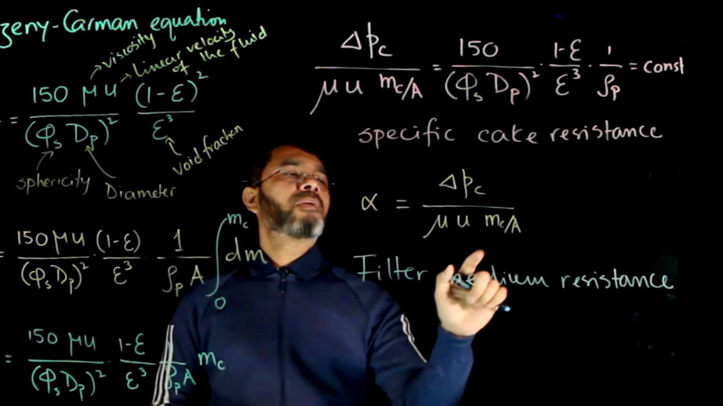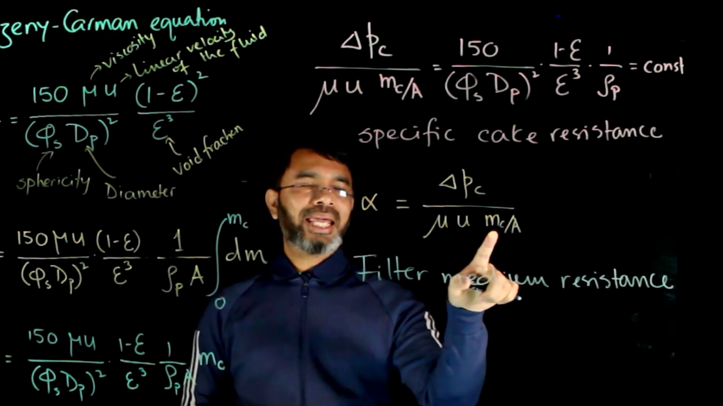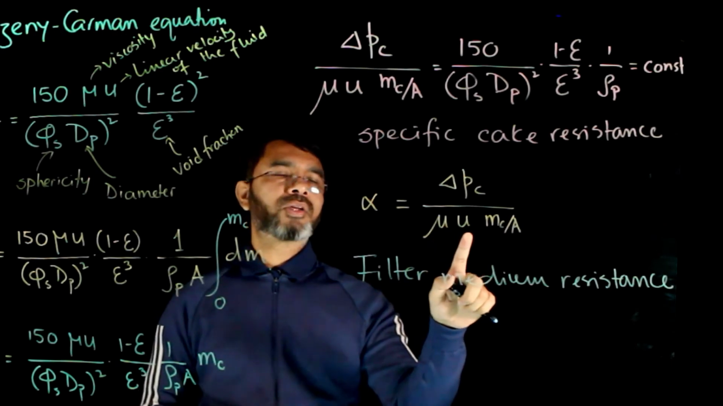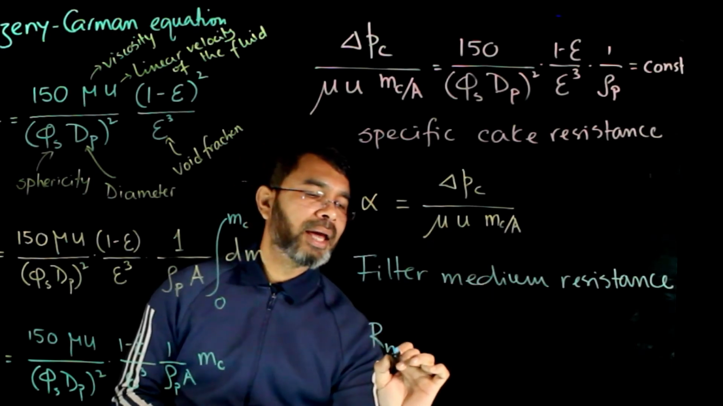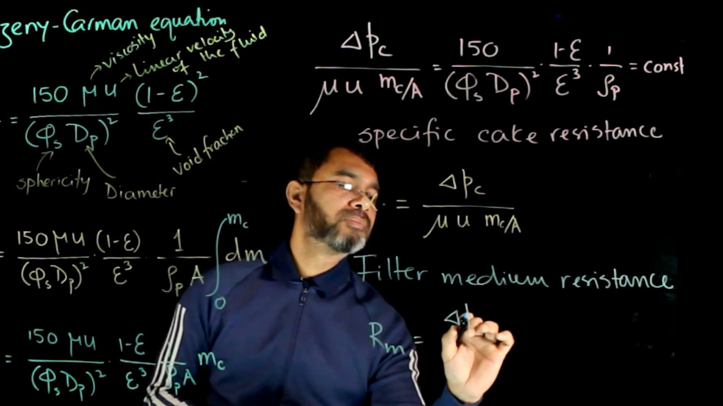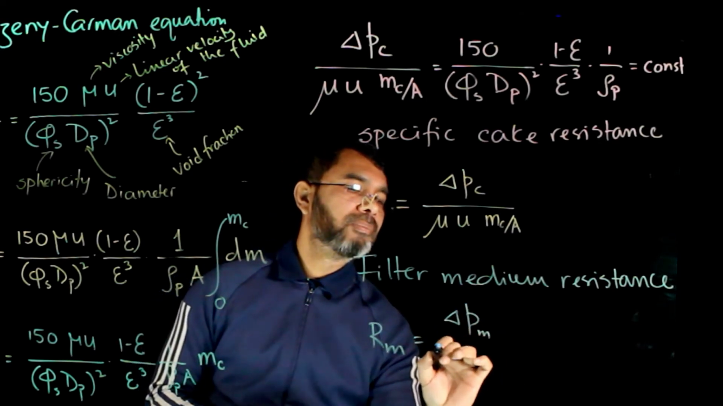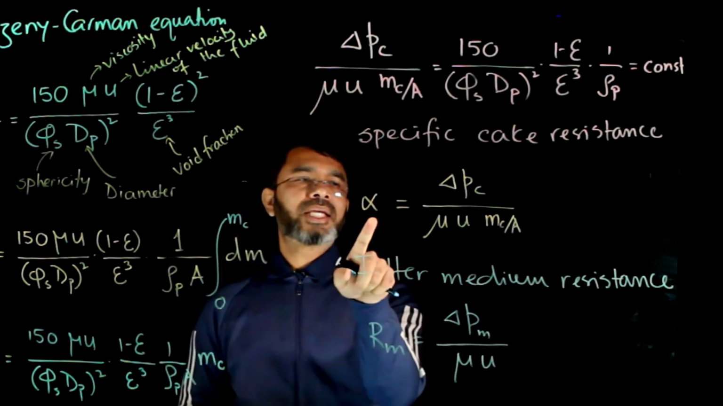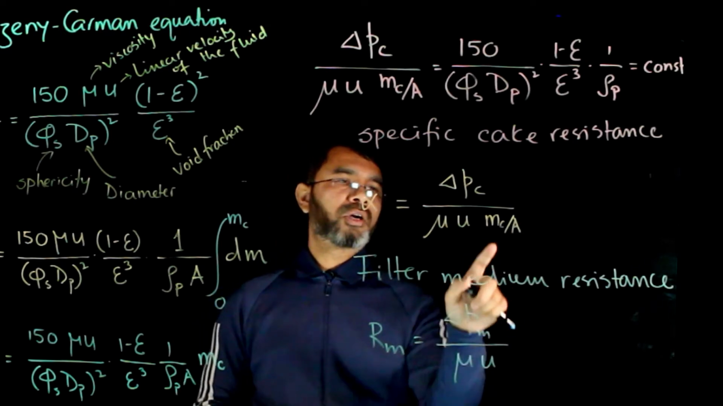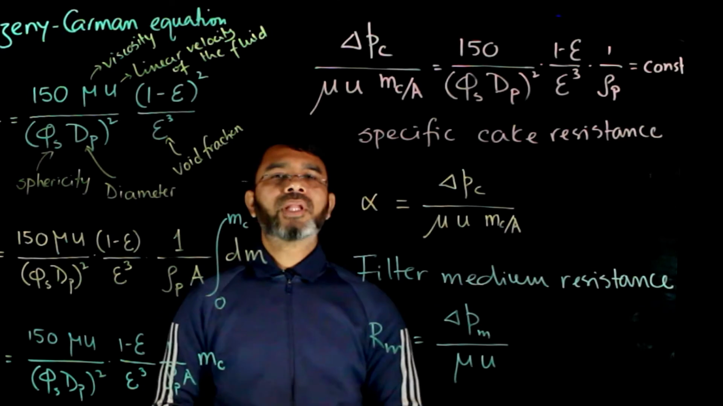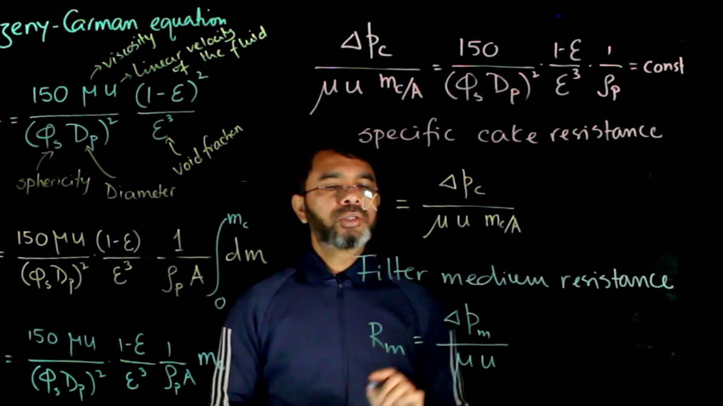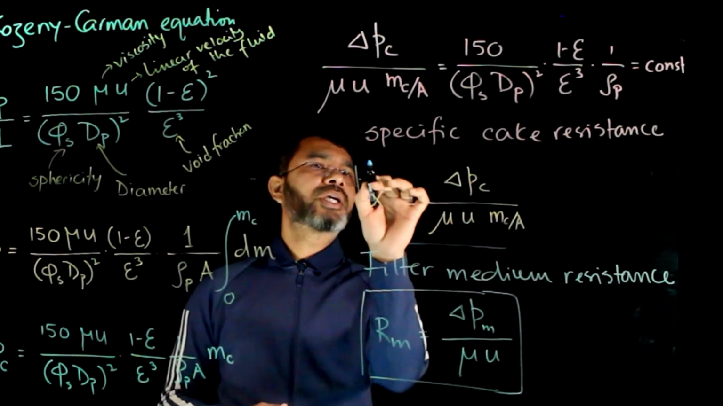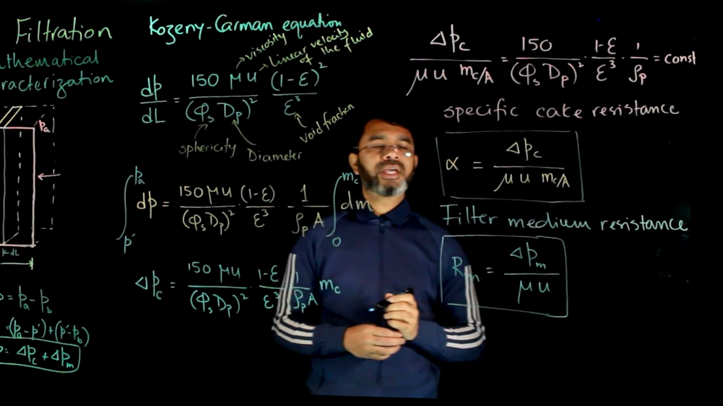Now filter medium does not involve any mass of solid in it, so this term will not be there, but it will be dependent on the liquid viscosity and liquid velocity. Filter medium resistance is defined as Rm equals delta P in the medium over mu u. Similar to the specific cake resistance, however, this mc over A part is not there simply because in the filter medium there is no solid accumulation. So these are the two basic definitions, filter medium resistance and specific cake resistance, that we'll be using in the next phase of this derivation.